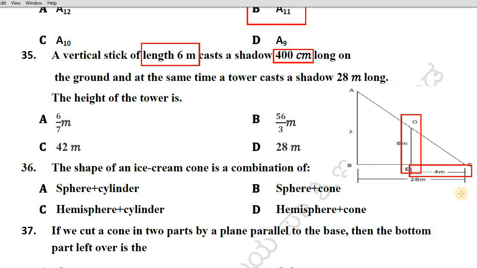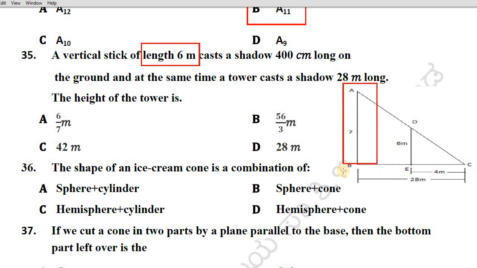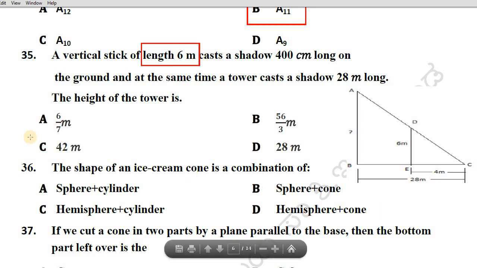I'll repeat again, children. This is the height of the tower and it is casting a shadow of length 28 meter. Now what we wanted to find is the height of the tower. It means the AB length we wanted to find. So use the BPT corollary. You wanted to write the ratios like this: AB by DE equals BC by CF. Then substitute the values and simplify. You will get the answer 42 meters. So option C is right for this one.